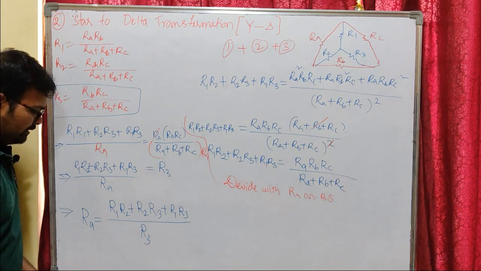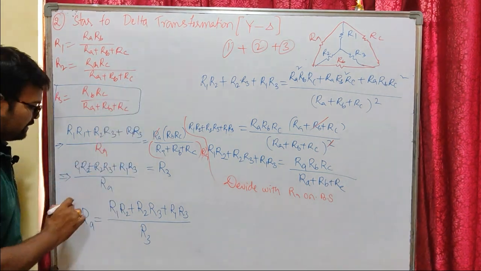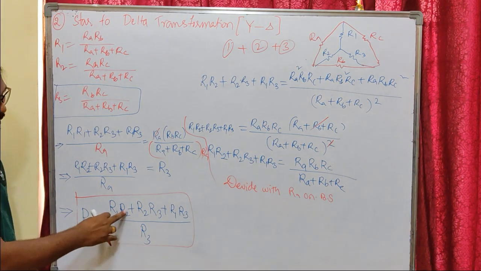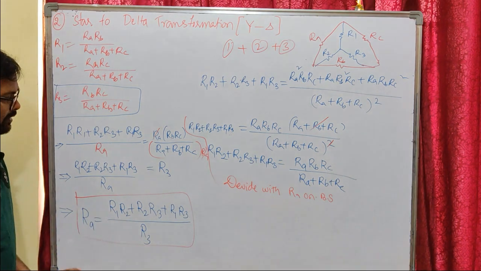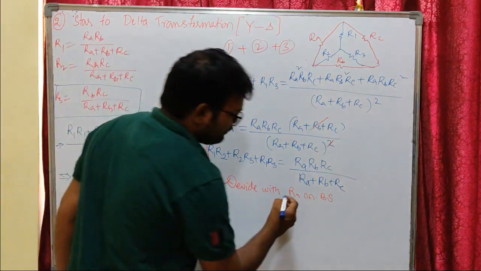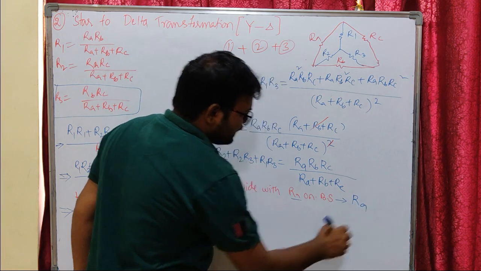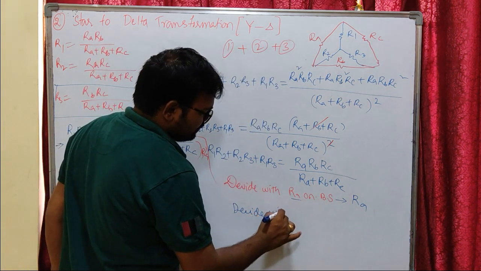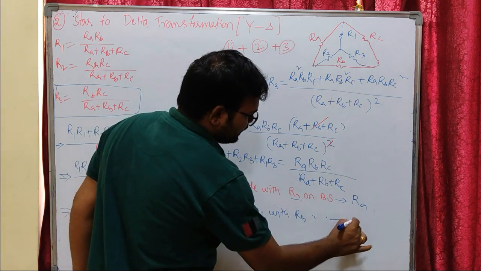Okay, so this is what RA is, our first resistor in delta connection. So I have obtained RA in terms of R1, R2 and R3. Similarly, if you divide with RA, you have obtained RA here. If you divide with RB on both sides, you are going to get RB.